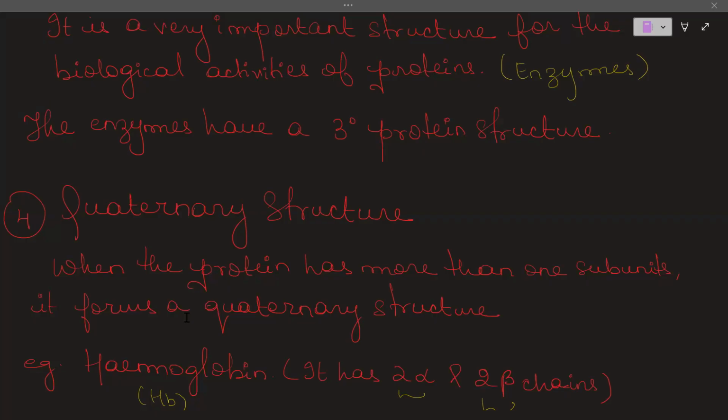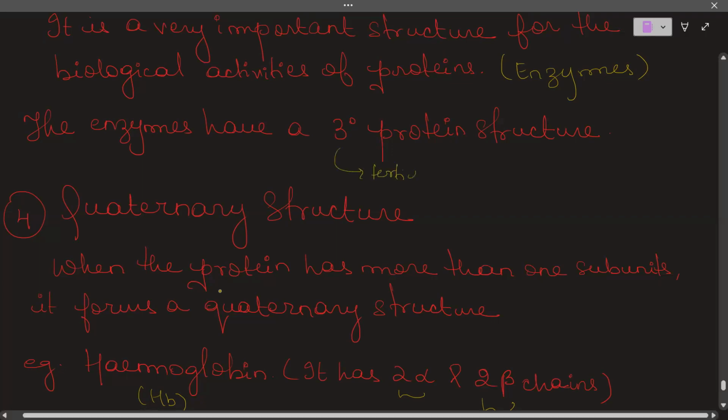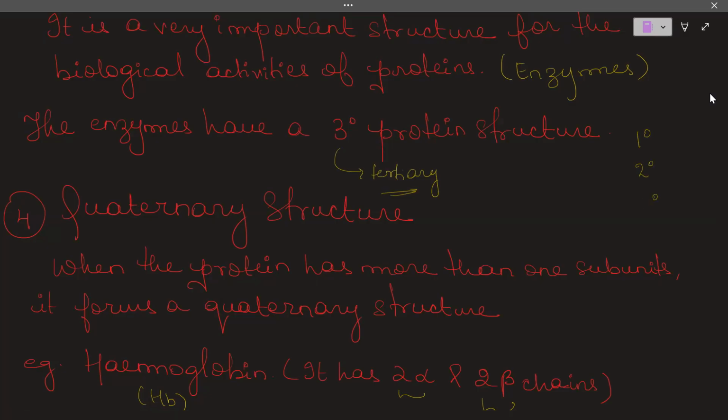Ma'am, could you explain the 3-degree protein structure? See, 3-degree means tertiary. I've just represented it with a number. So tertiary structure is only the 3-degree. When I say primary, it is 1 degree, secondary is 2 degree, and 3 degree is tertiary. It's just the numerical representation. The meaning is the same. It's tertiary.